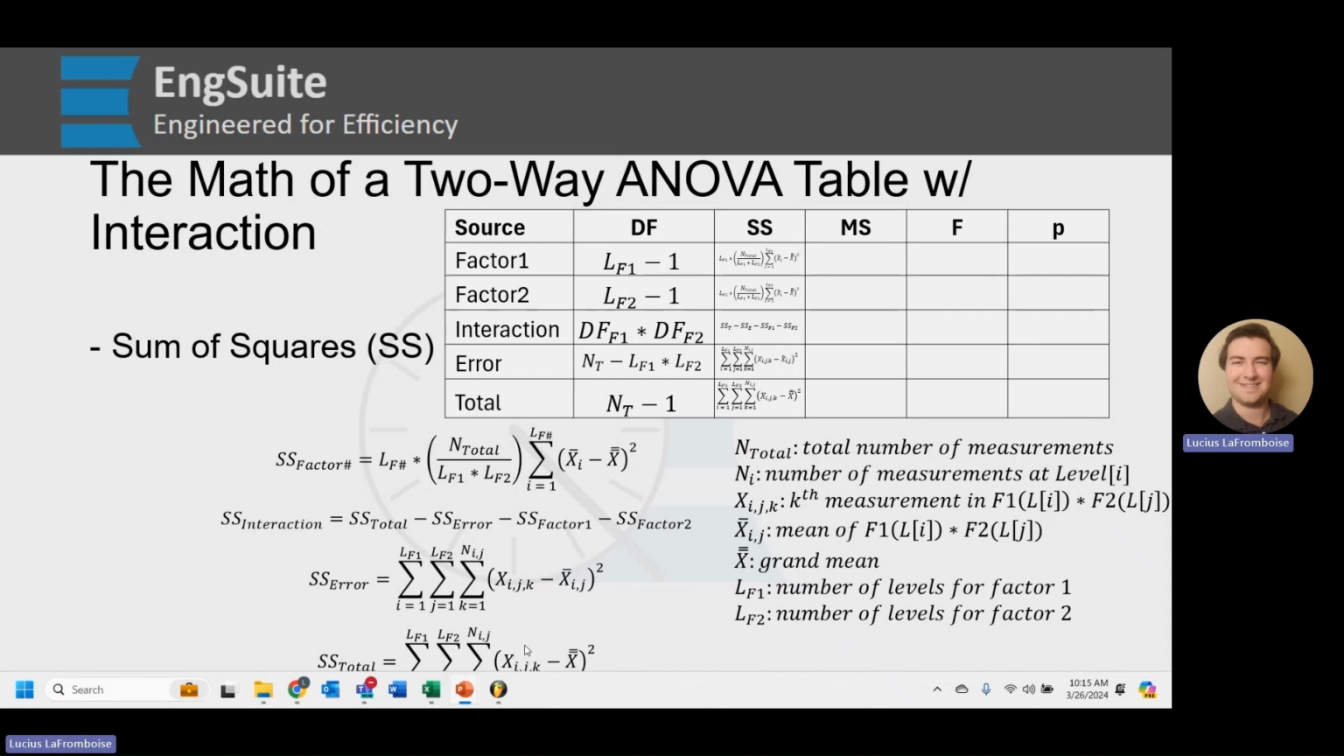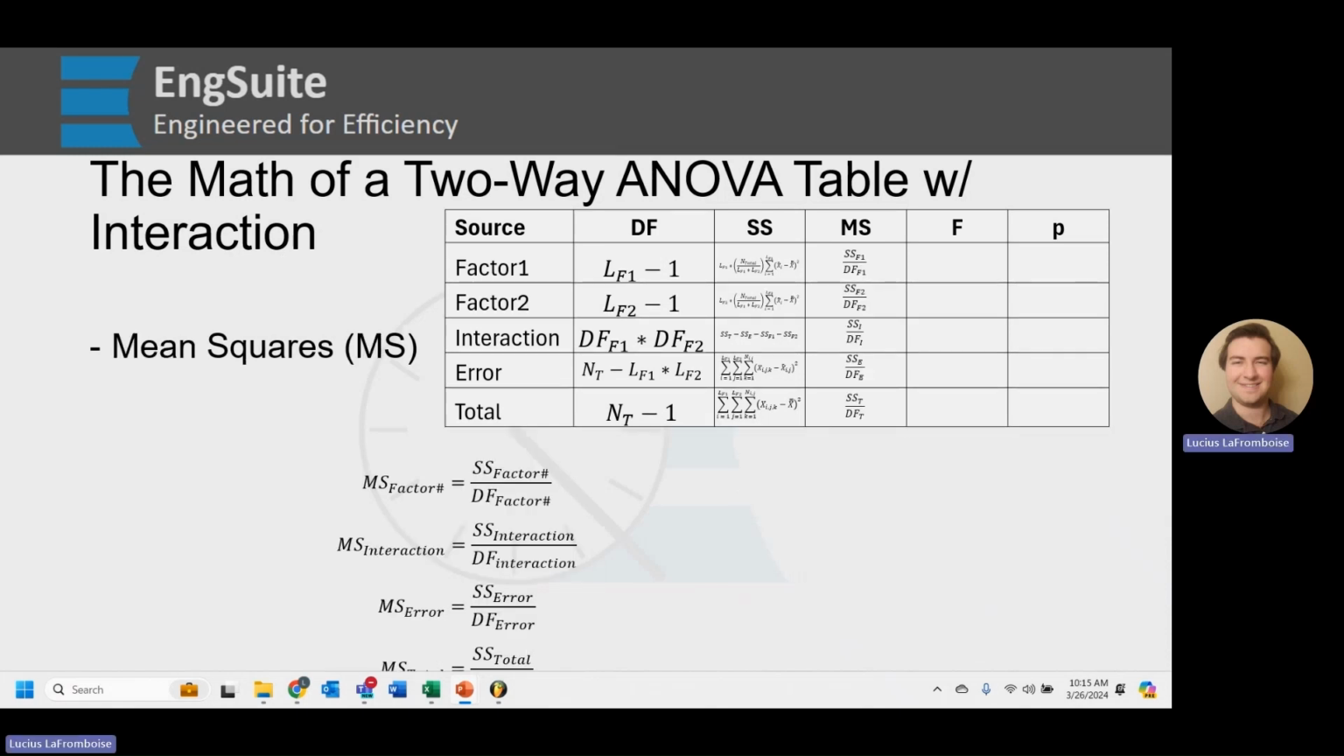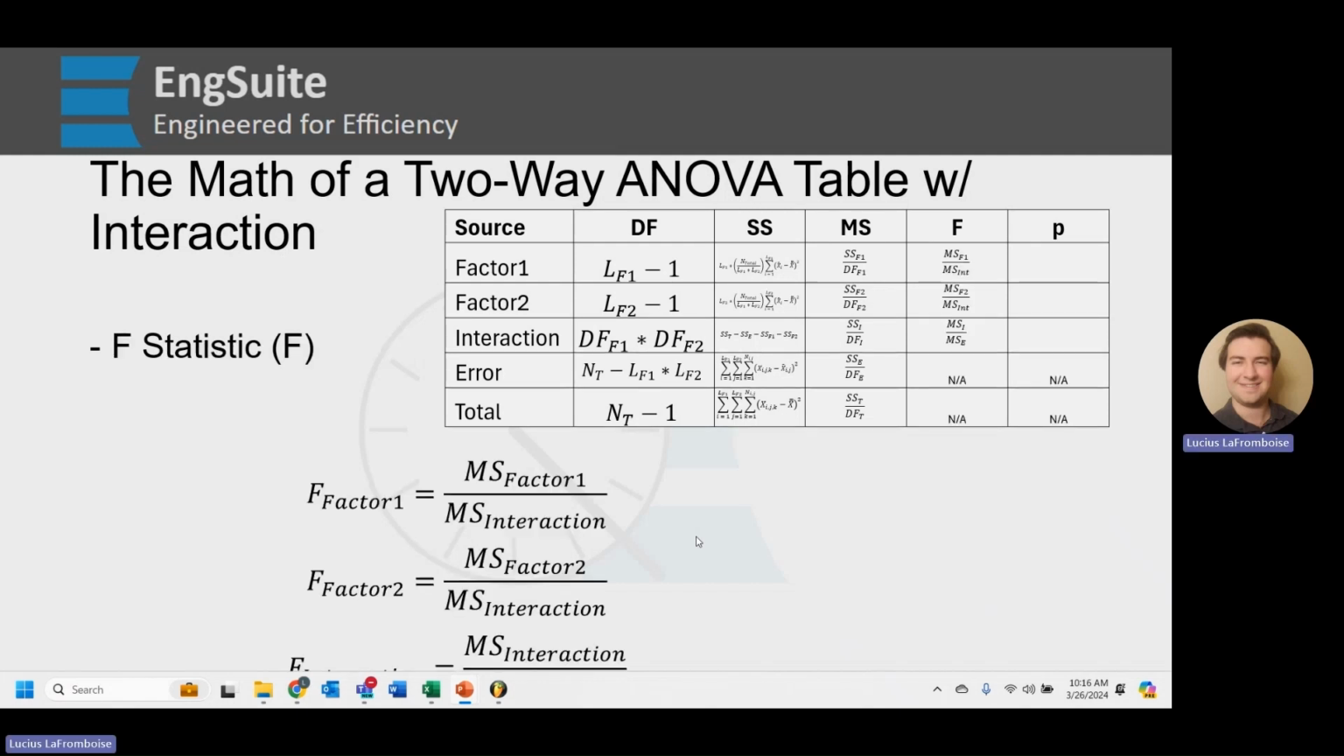Pretty easy to calculate. Mean squares, quite a bit easier. It's just the sum of the squares for each source of variation over its degrees of freedom. So SS of each factor over the DF of the factor, SS interaction over DF interaction, and so on. Now in the F statistics, we only do it for factor 1, 2, and interaction. And so this is really where the difference comes from having an interaction term and not.